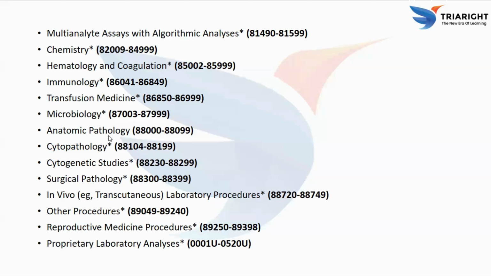Anatomic pathology. So it includes the examination of the tissues and organs like autopsy services and gross examination services, which is different from clinical pathology. So these are often combined with surgical pathology services. And cytopathology. The code ranges are 88104 to 88199.